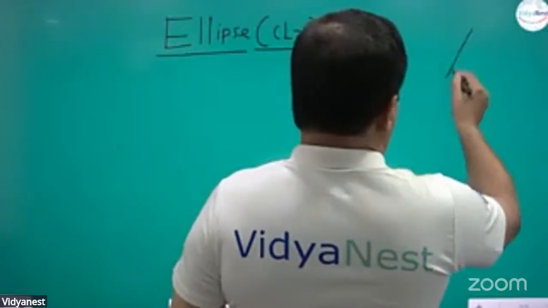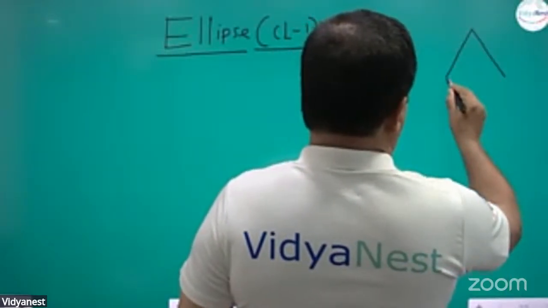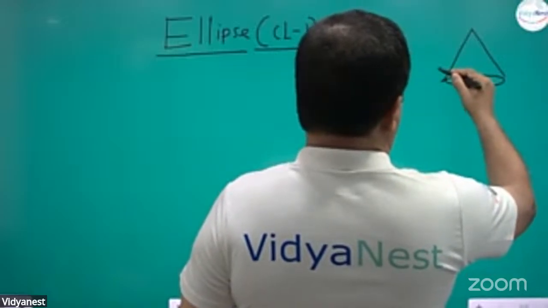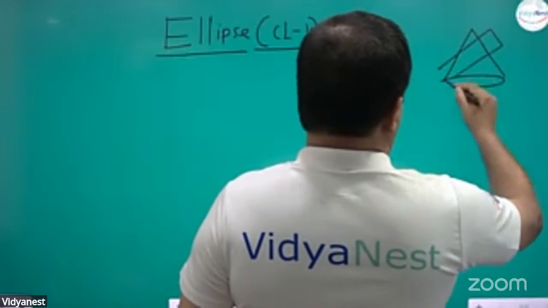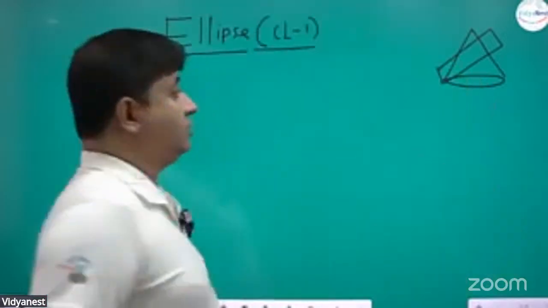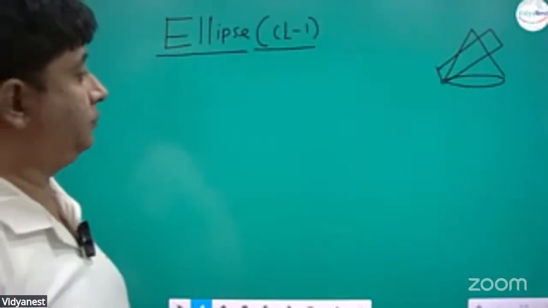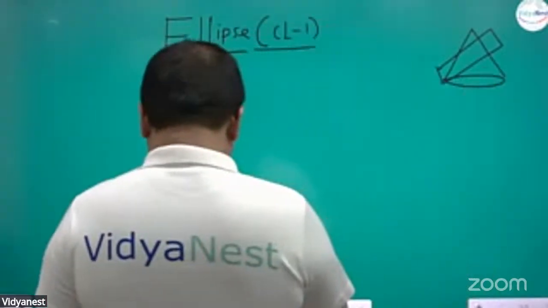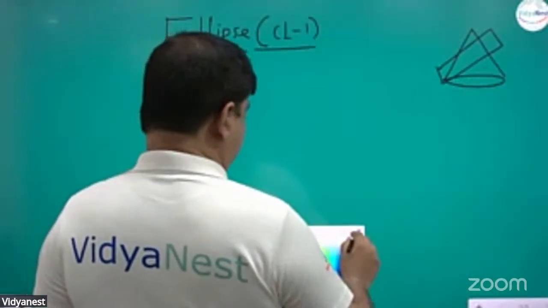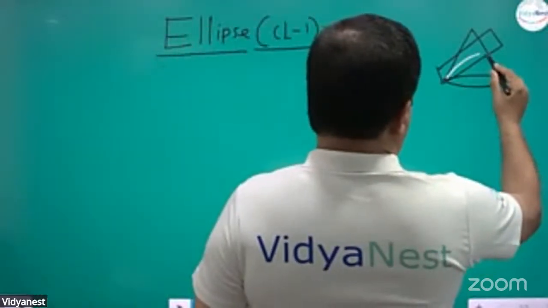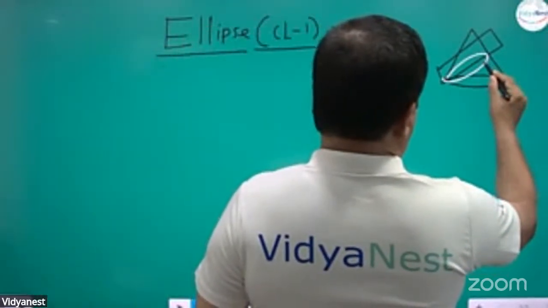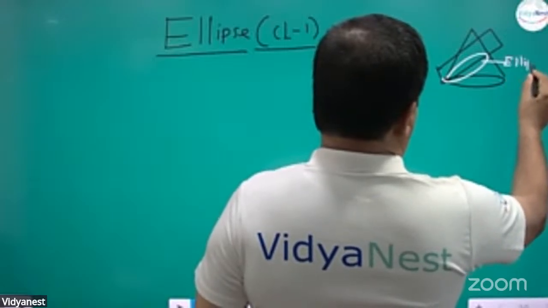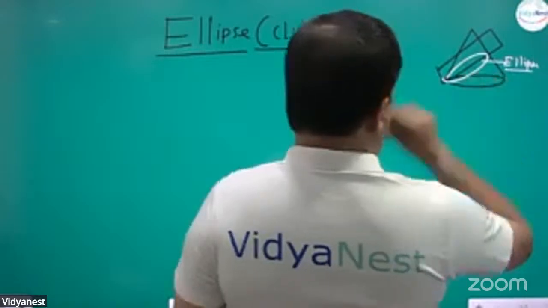See, if there is a cone and if you section it in this manner, then this section will give you an ellipse. Okay?